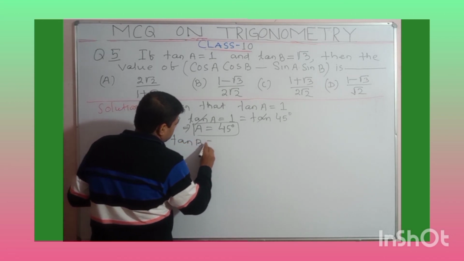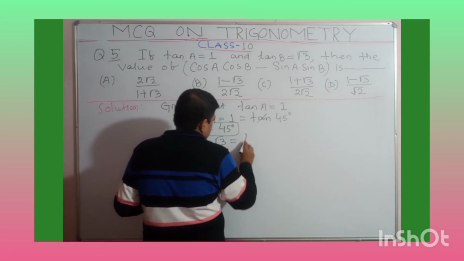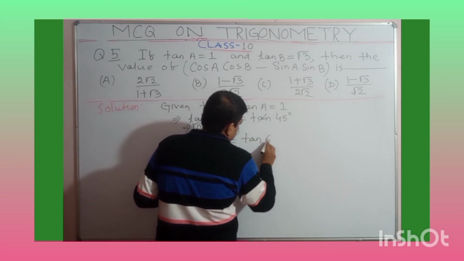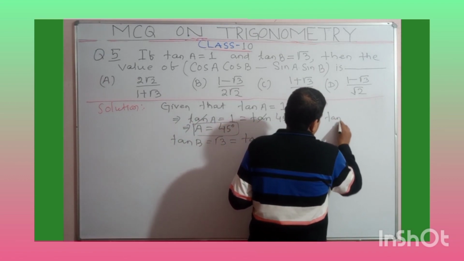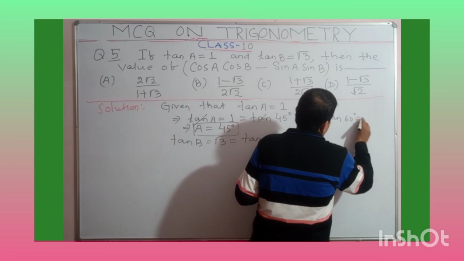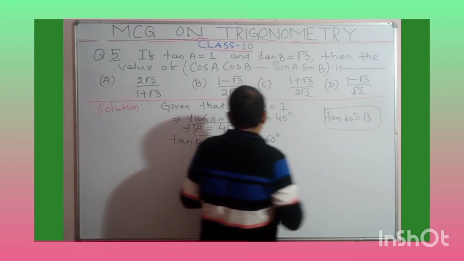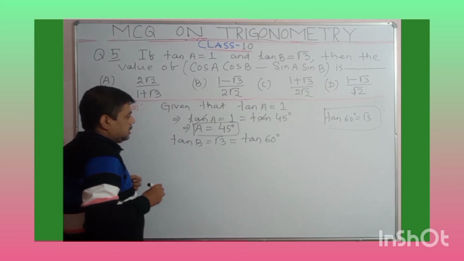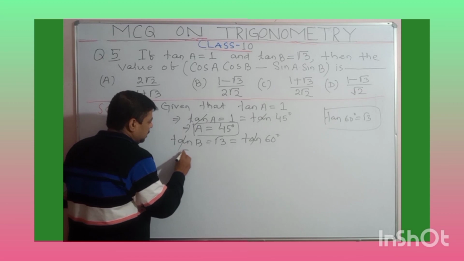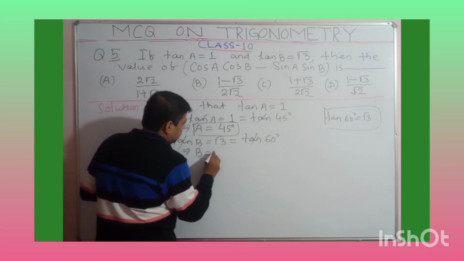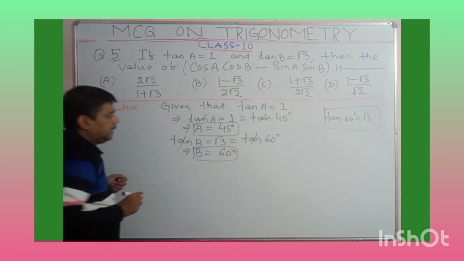how much? Root 3, and we know that tan 60 degree. Yes or no? What is the value of tan 60 degree? Tan 60 degree is equal to root 3. So in place of root 3, I can write tan 60 degree. So here tan we can cancel on both sides. After cancellation we will get the value of B, 60 degree. So we got the value of B, we got the value of A.